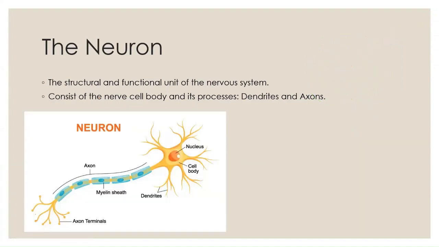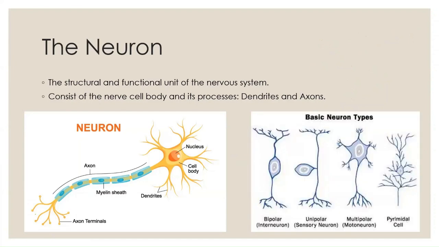Here you can see a picture of the neuron with the nucleus, cell body, dendrites, axon and axon terminus with the myelin sheaths. And there are a few different types of neurons. Here you have a bipolar neuron, in which on one side you have a dendrite and on one side an axon. So usually you find this within the spinal cord as interneurons.